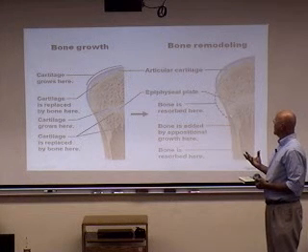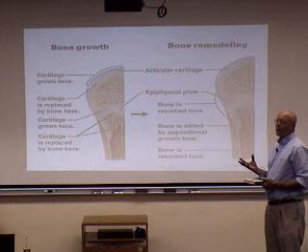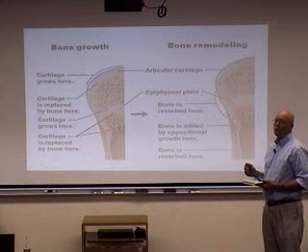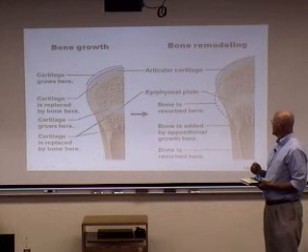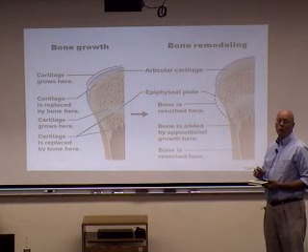So in bone remodeling, we have this process going on between osteoblasts that are producing new bone and osteoclasts that are breaking down bone. As we'll see in an upcoming lecture, that is under the control of certain hormones.